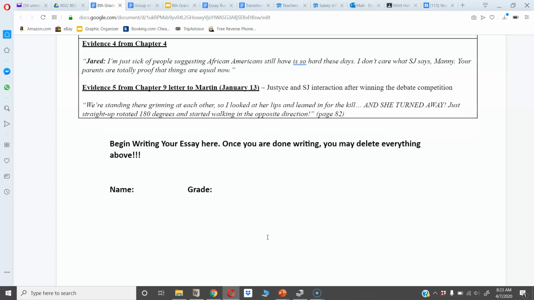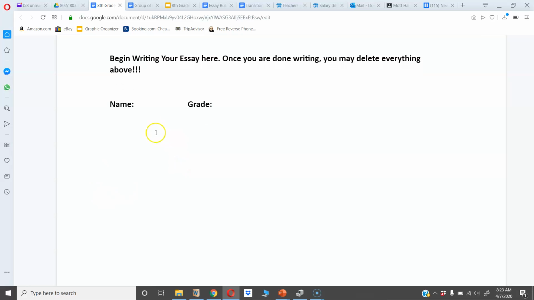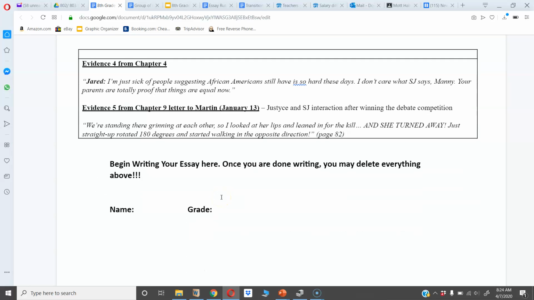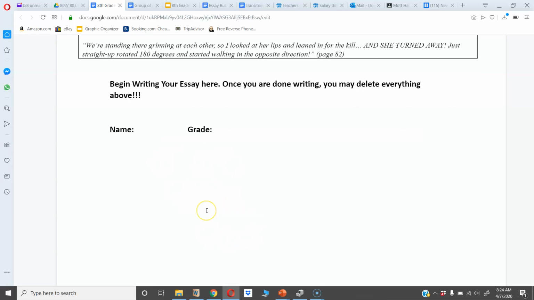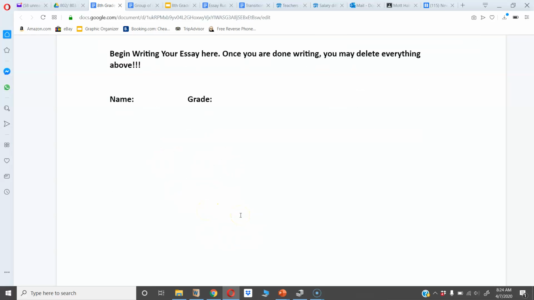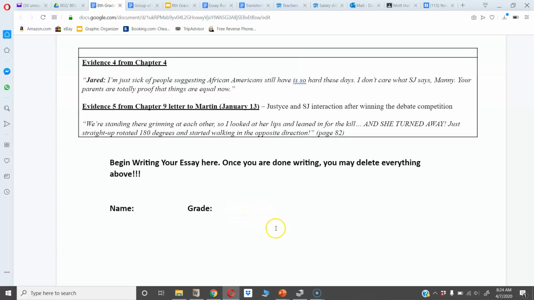Now, I have a graphic organizer and I have just a straight paper assignment. For those who don't need the graphic organizer, you may start here. Put your name and your grade. What grade are you in? And you begin writing your essay here. Once you're finished, you can delete everything at the top here because you already set your essay on point. You did it well. This is what I'll pretty much be grading, looking over, and then I'll send it back to you so that you can do the corrections. And then you'll turn in your final draft.